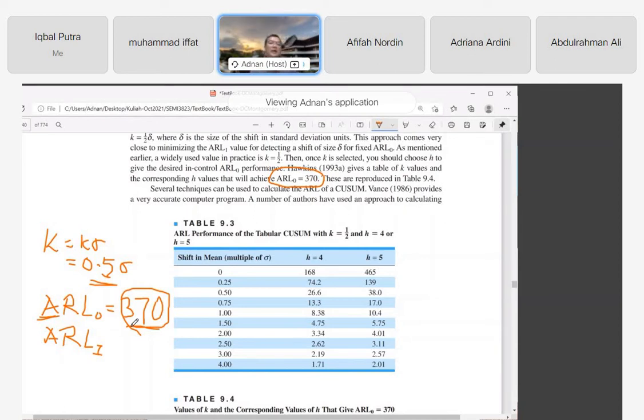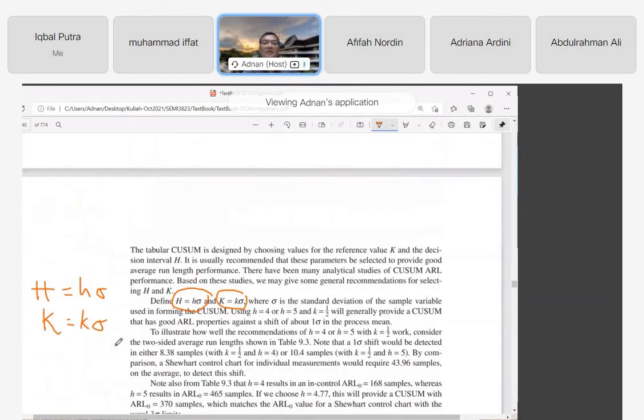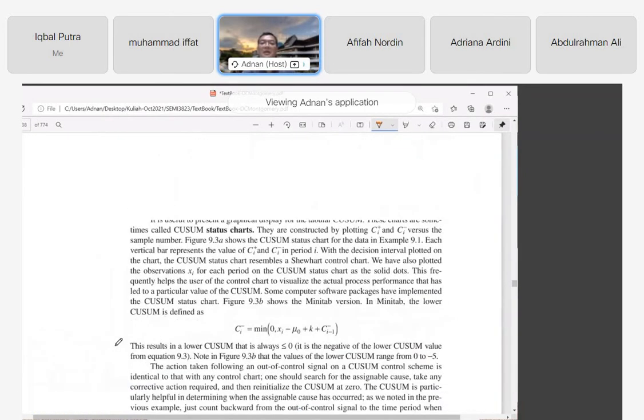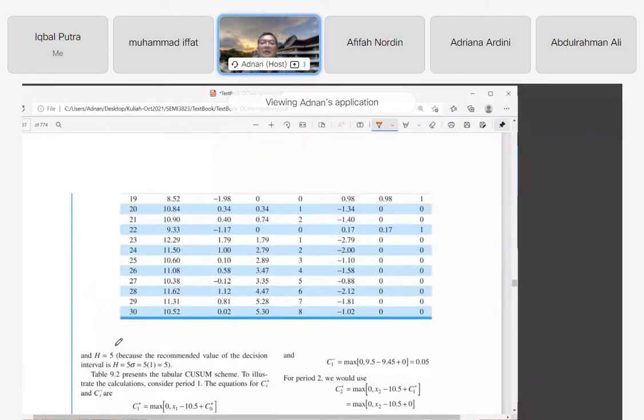ARL1 is when the process is unstable. We want ARL1 to be as small as possible. If we get a big shift, we want our control chart to be able to detect it immediately after the shift happens. But as we saw earlier, it is not immediately detectable, especially with the QSUM, which takes some time.